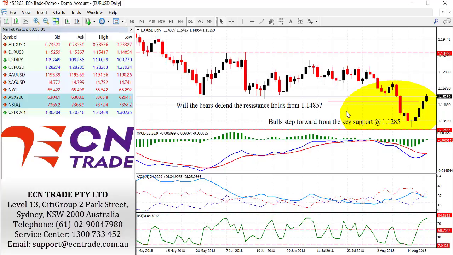But first of all, the market will be looking this week at the minutes that will be released on Wednesday from the Federal Reserve's meeting in August. The market will be looking for clues to the Fed's outlook on inflation, the economy and trade wars.